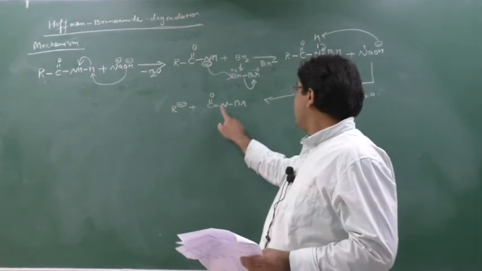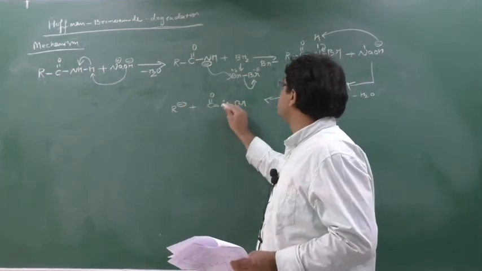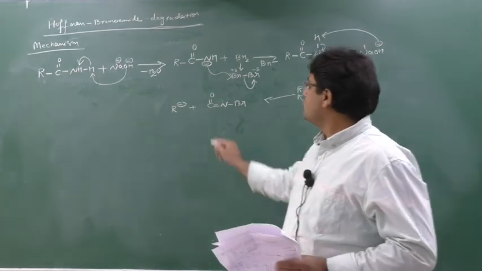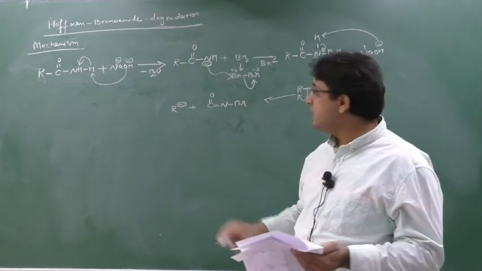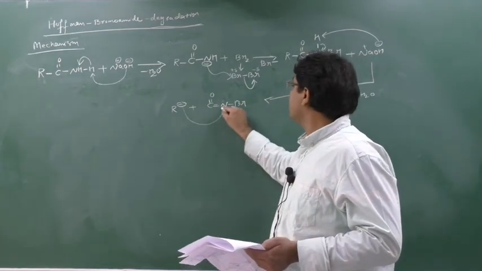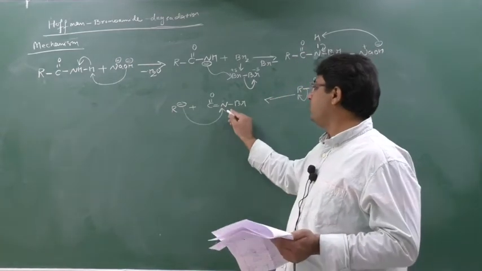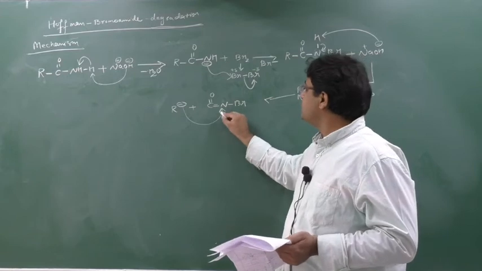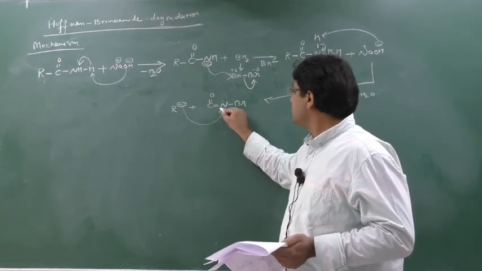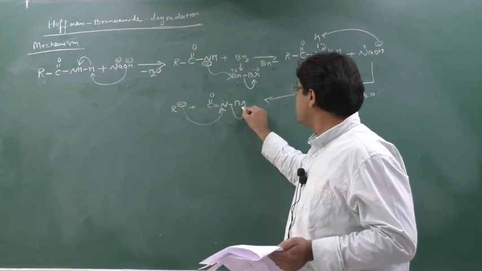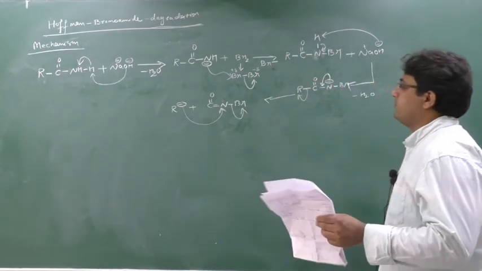Now you know that 1, 2, 3, 4, 5, 6. Nitrogen is also having one lone pair. Yes or no? So this R minus will attack this carbon because of its lone pair. Because nitrogen is having a lone pair, no? So this R will attack this nitrogen, and this nitrogen will release this bromine back.